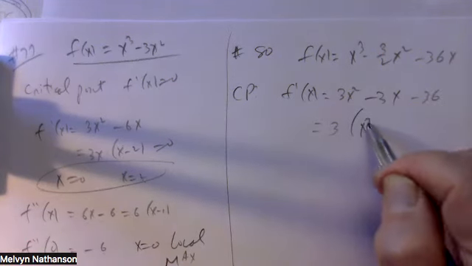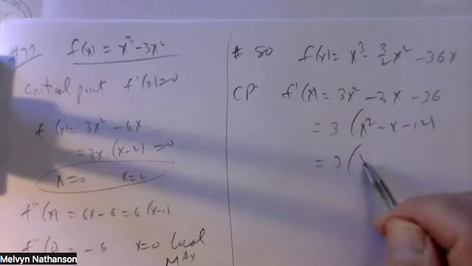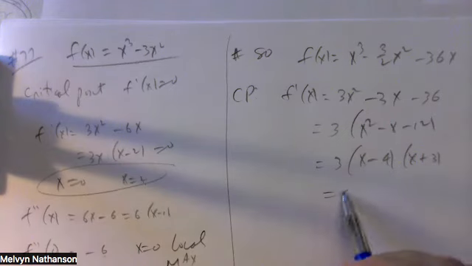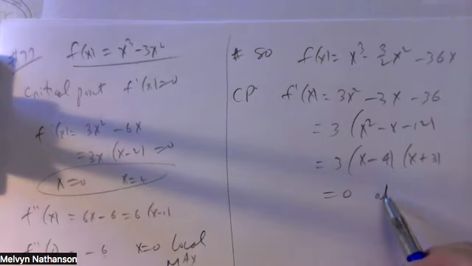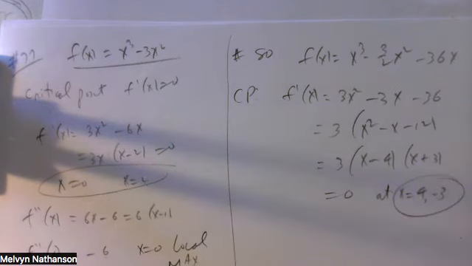See, that's 3 times x squared minus x minus 12. And this I think I can factor into x minus 4 times x plus 3. So this equals 0 at x equals 4 and negative 3. So those are the critical points.